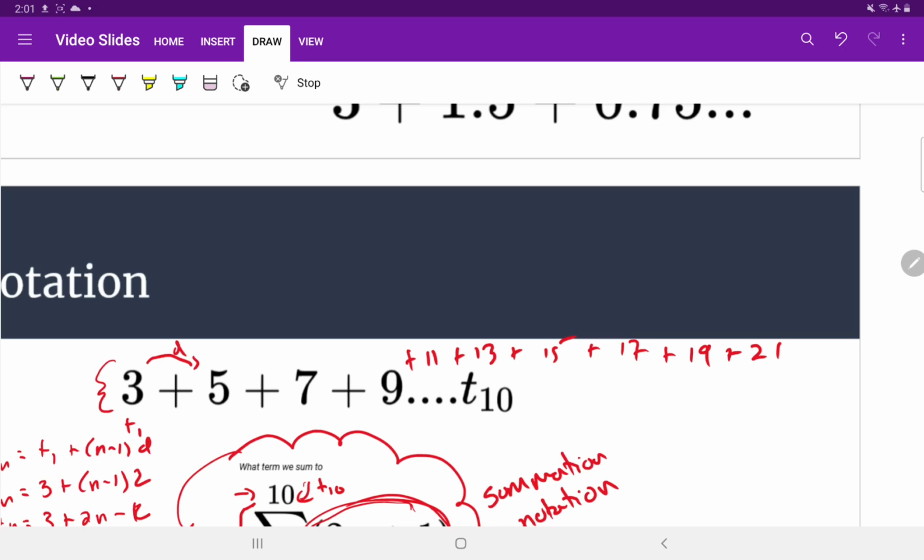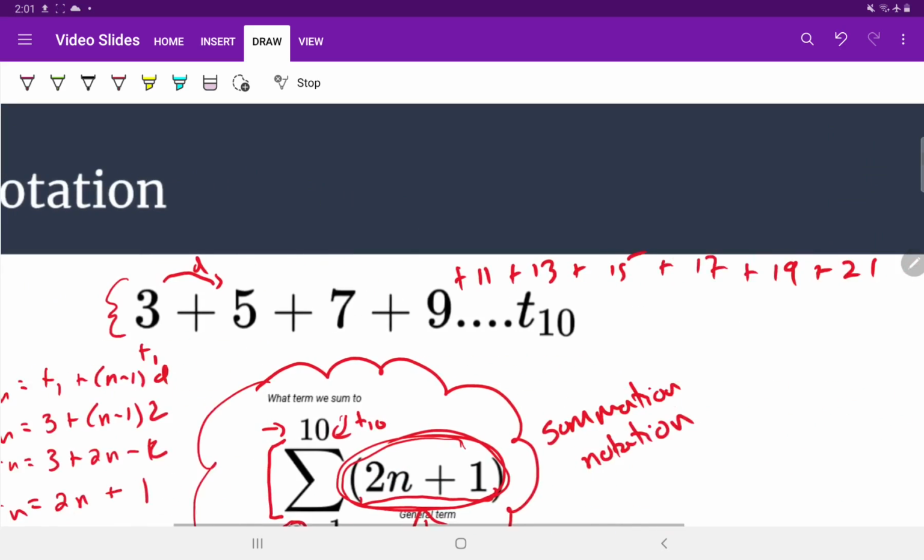Then I'd have to actually go 3 plus 5 is 8, 8 plus 7 is 15, 15 plus 9 is 24, and then 35, 45, 48, and so on. So in this case, this would be doable.